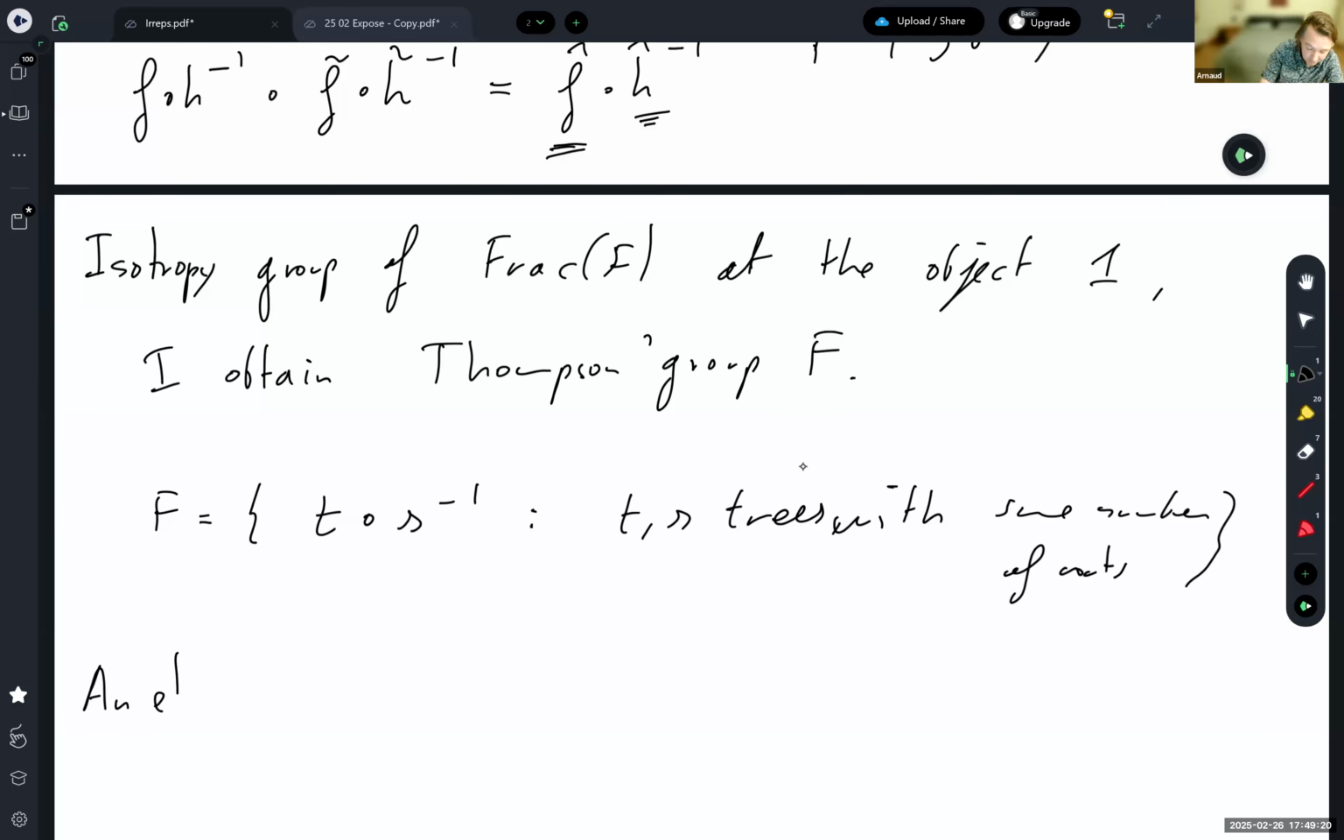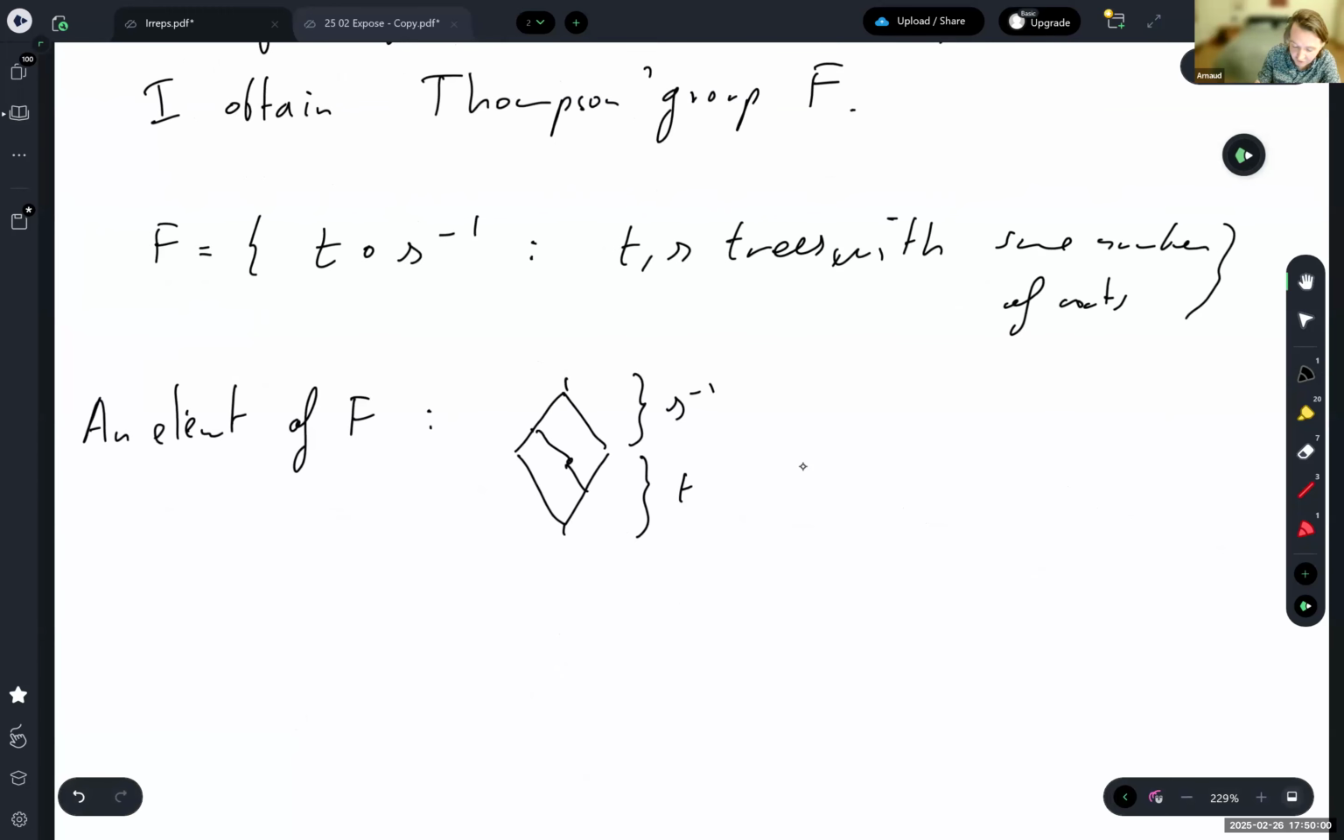So by the object 1, you mean the monoidal unit, or what? Well, by 1, I mean there is only one root. One root, okay. So then it means there are trees. And you're right, I was saying I don't want to use categorical terms, and now I talk about objects. So an element of F will be something, for instance, like this one. I have one tree here, and I have another tree here upside down.